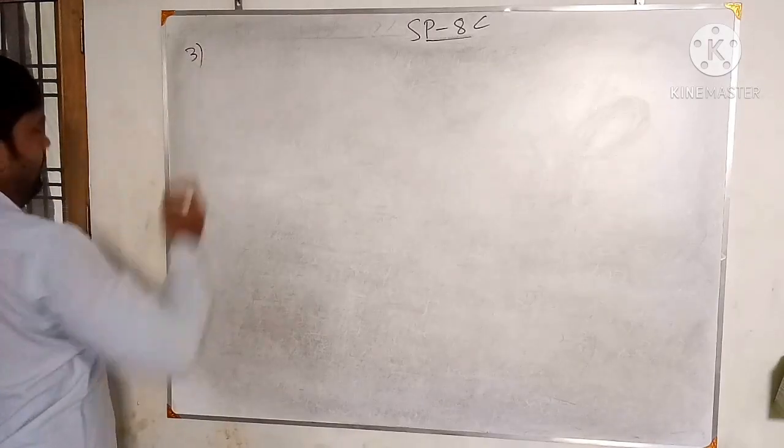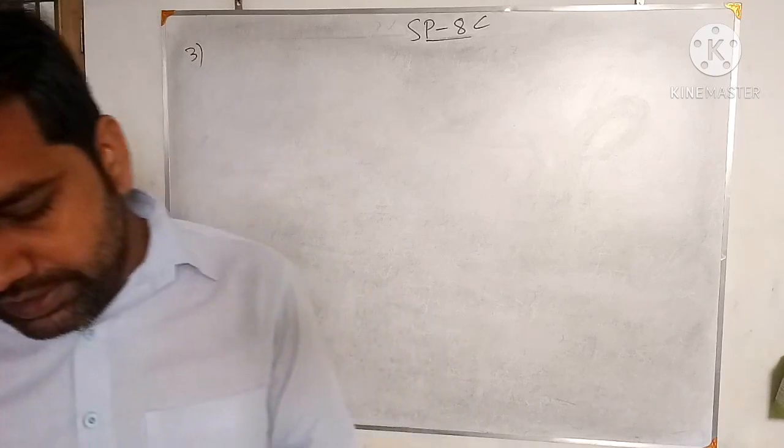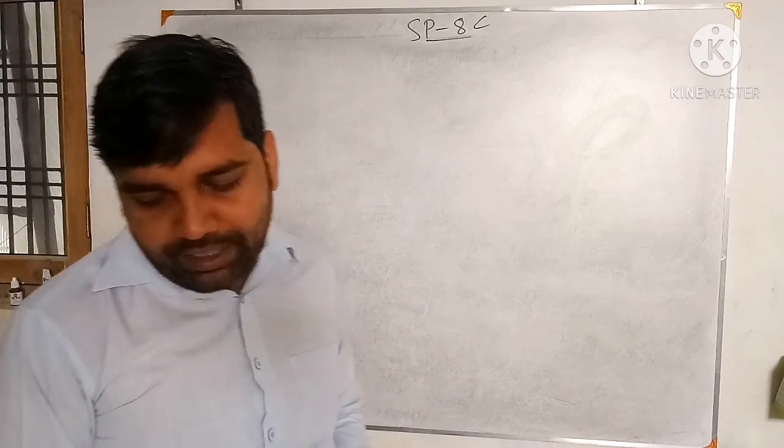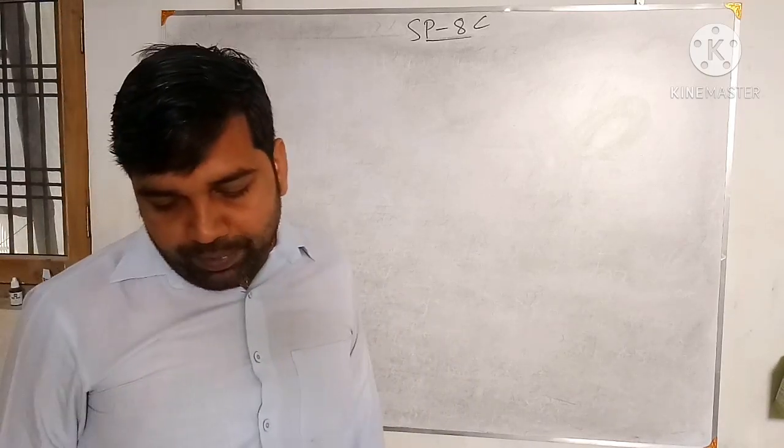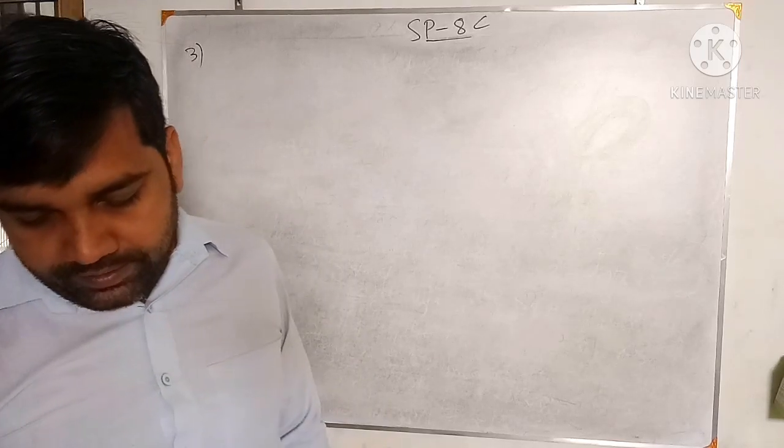What does it say? Question number 3 says 18 karat gold is a mixture of gold and another metal. So 18 out of 24 parts are pure gold. Express the pure gold as a percentage of the metal.